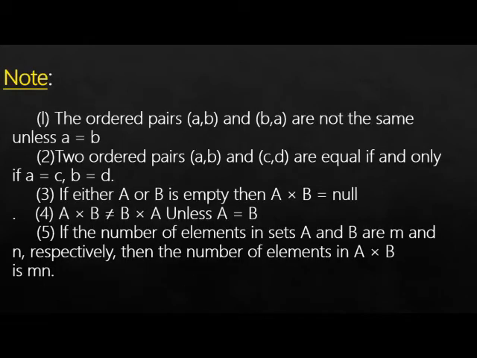There are some points to be noted while ordering up some ordered pairs. For example, number one is the ordered pairs (A, B) and (B, A) are not the same unless A is equal to B. What does it mean?